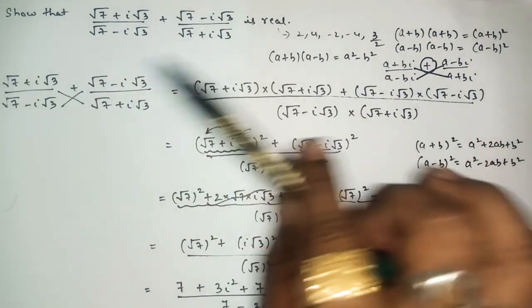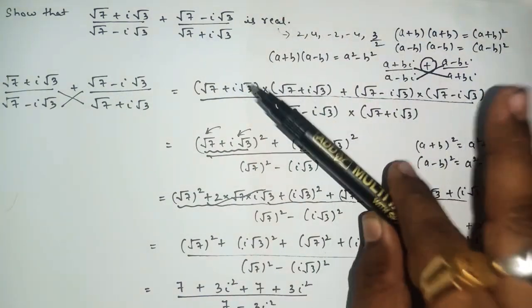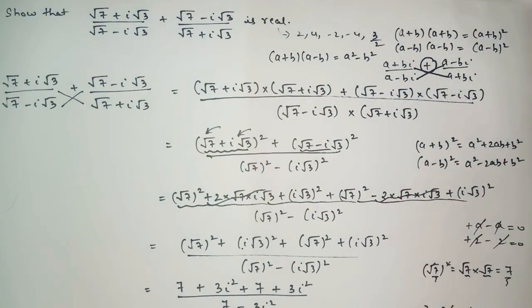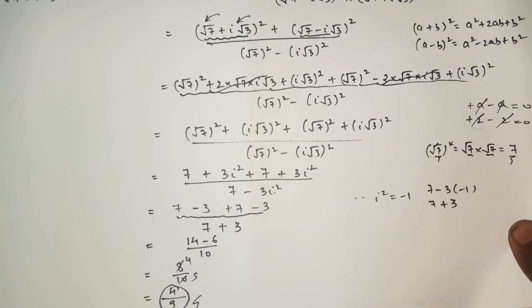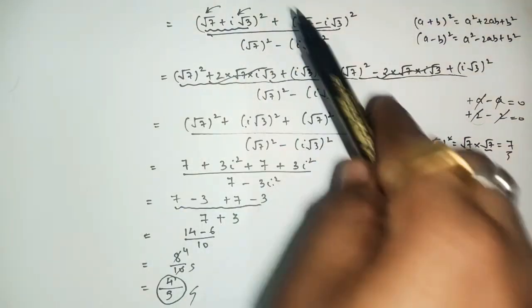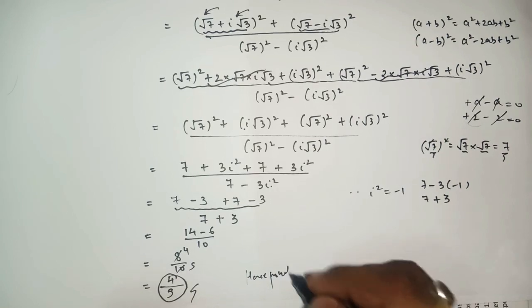Or remember like this: in this chapter, a number without i we can say is a real number. As clearly we can see, here we got the answer without i. Yes, we can say that the answer is a real number, and here we can write hence proved.